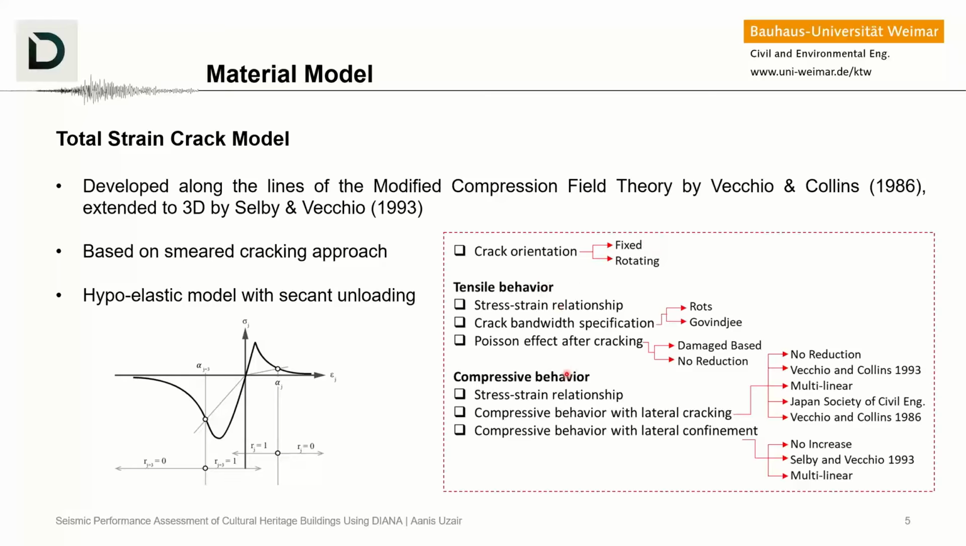Now, for the tensile behavior and the compression behavior, the stress-strain relationship can have many options. Which option is the best is rather unknown, and you can choose from a variety of these options. That's why I said you can form a structural model by choosing, for example, fixed here and then rods here and then no reduction here. But you can also choose fixed with Govinji and no reduction, or you can choose rotating with rods and no reduction. So the variety can be huge.